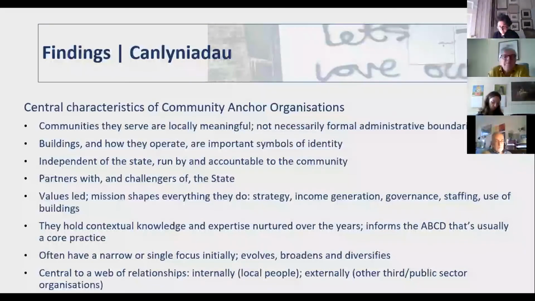Clearly, they're independent of the state. They're run by and accountable to the community, to varying degrees and to varying success as well. And these things wax and wane over years. One of the things that I think they don't do enough of themselves, and isn't necessarily recognized enough by others, is that by having that accountability, by having that sense of community ownership, it takes a long time to establish it, and it takes an awful lot of work in some cases to maintain it and retain it. It isn't some switch that you flick on, and suddenly you have community accountability, you have community ownership. It has to be worked for, and it takes time.